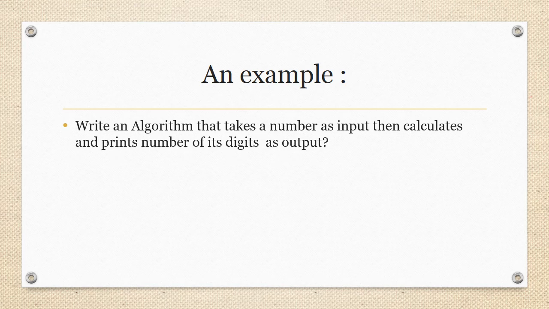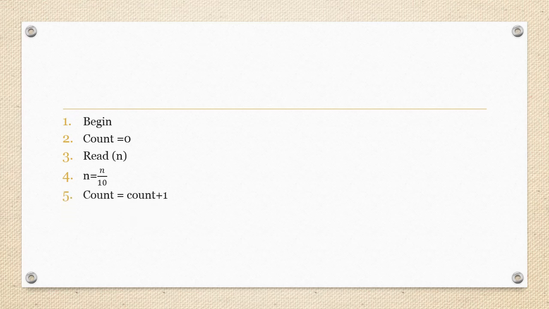Write an algorithm that takes a number as input, then calculates and prints the number of its digits as output. Let's begin writing the algorithm. First line, begin. We should declare a variable to count the number of digits, so count does that. Third line, we give a number and our algorithm stores it inside n. Next is an operation which needs to be repeated. This operation is dividing the number by 10. Then we change the value of the counter by adding 1 to it.